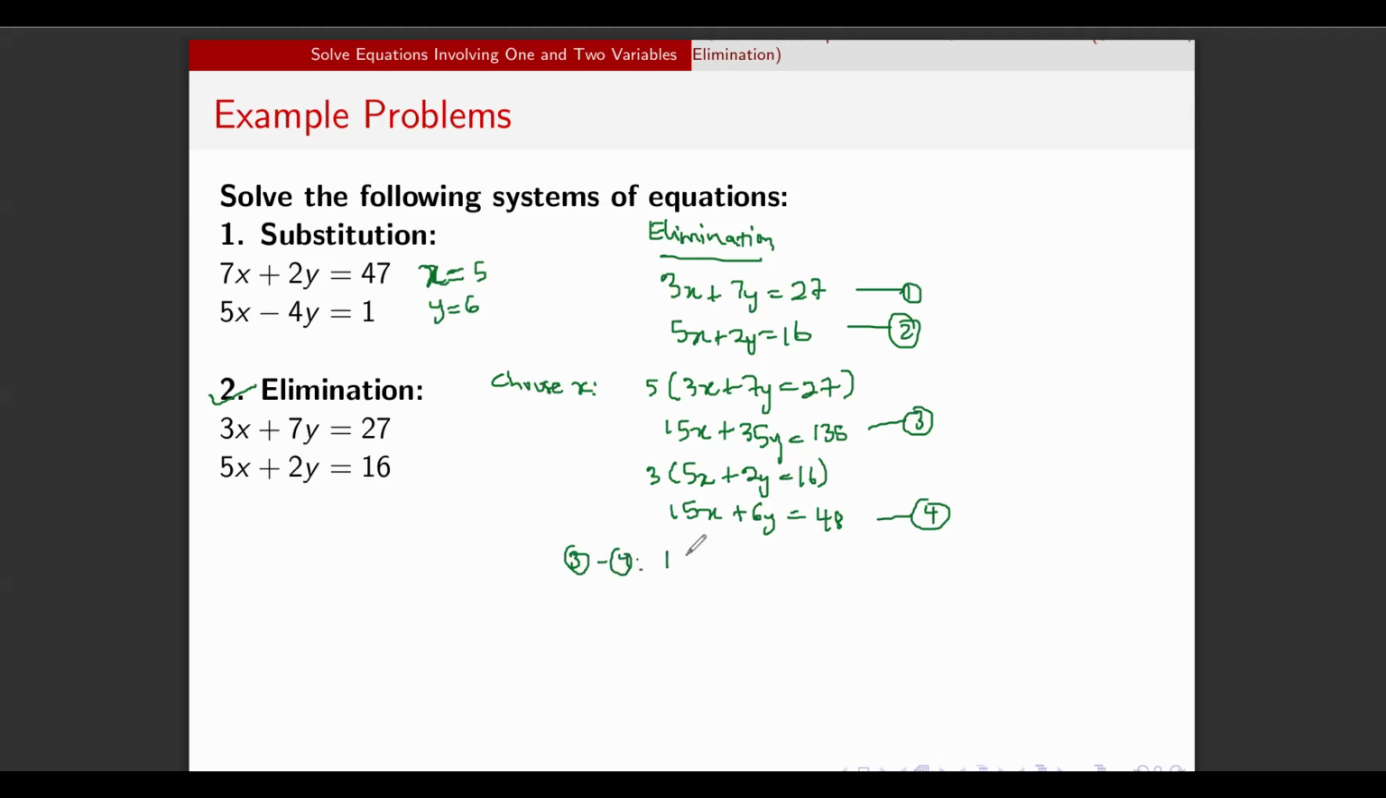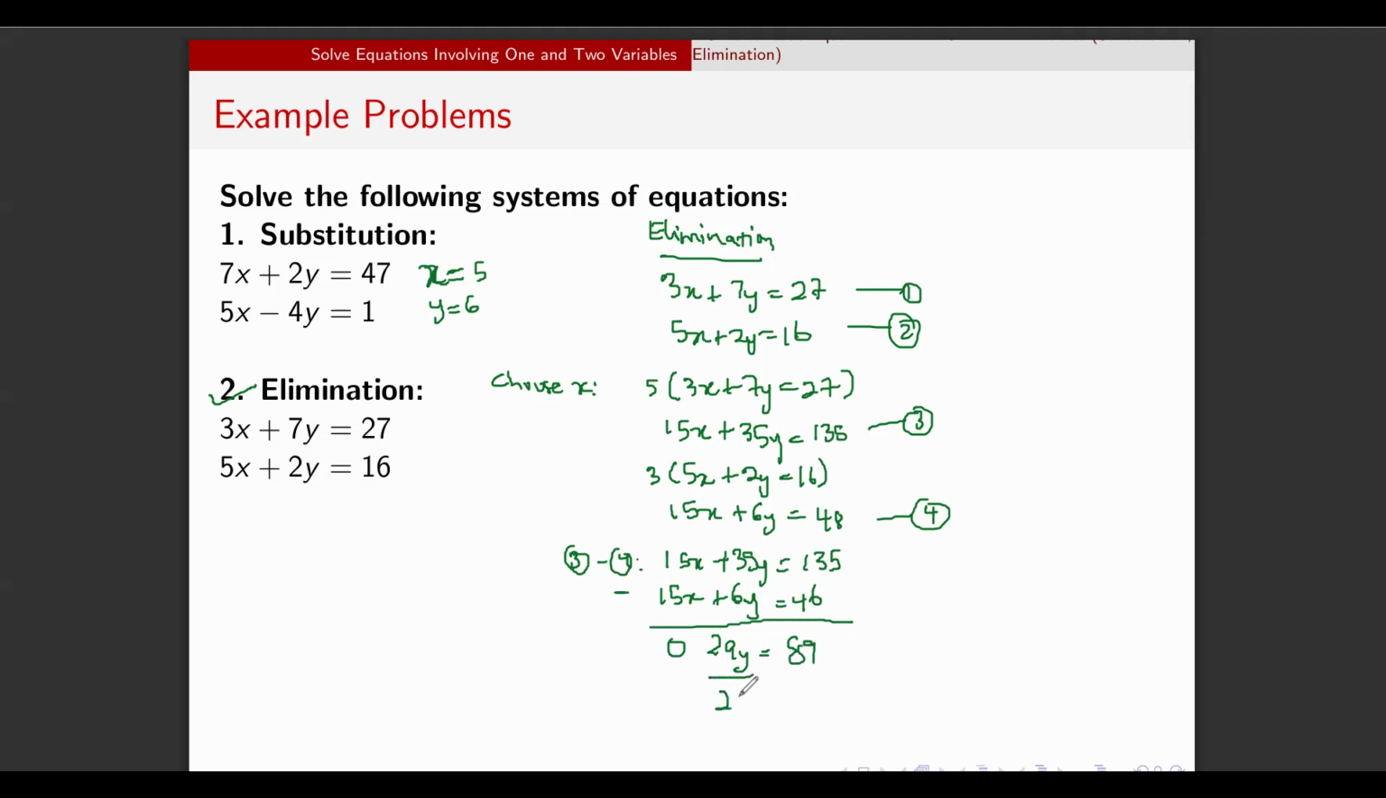Now, let me put them head to head. 15x plus 35y equals 135. And then here I have 15x plus 6y equals 48. So 15x minus 15x, I'm subtracting, is 0. 35y minus 6y. Remember, it's 3 minus 4. 35y minus 6y is 29y equals, and then 135 minus 46 is 89.